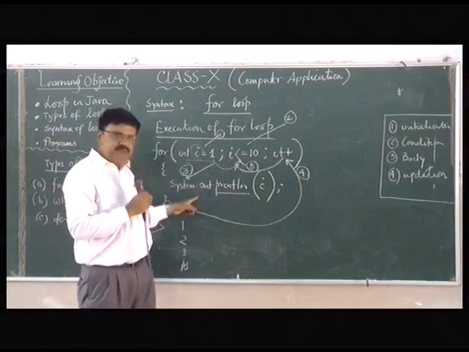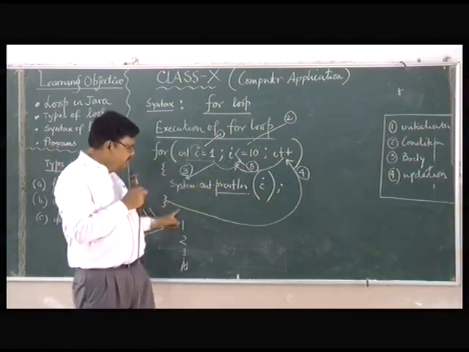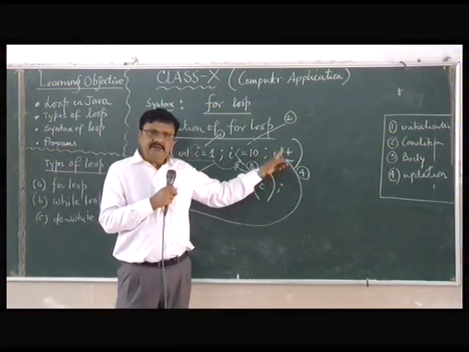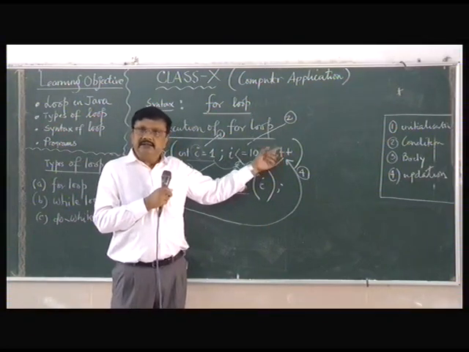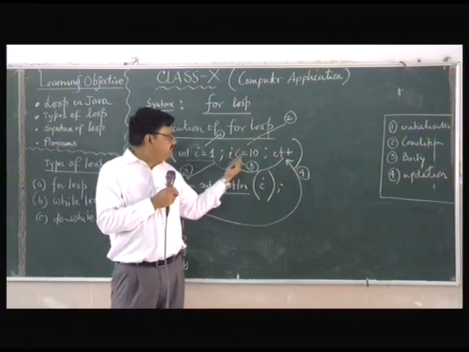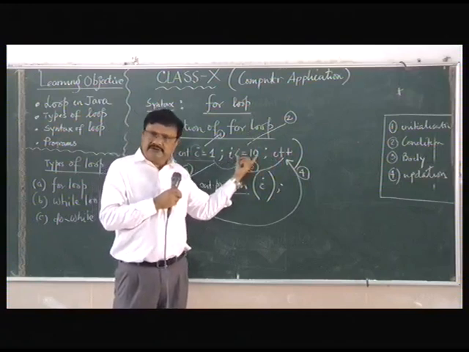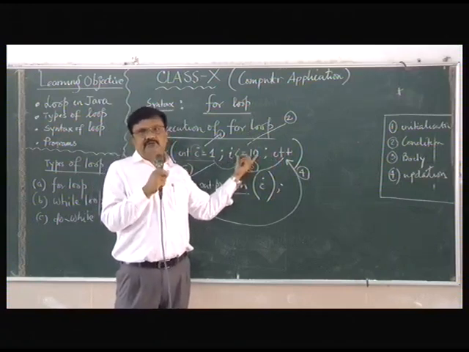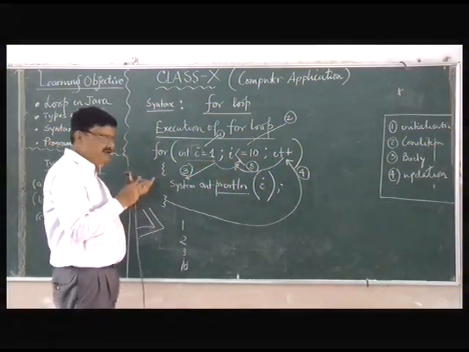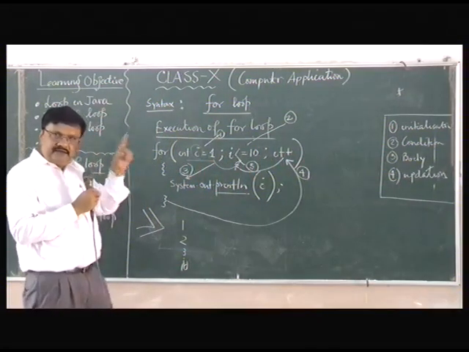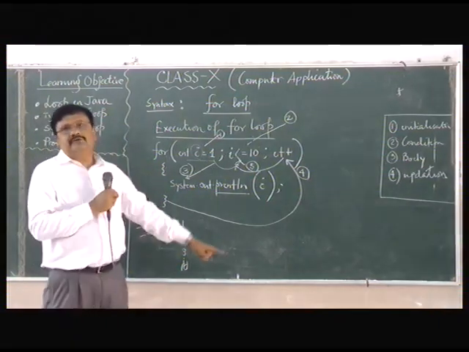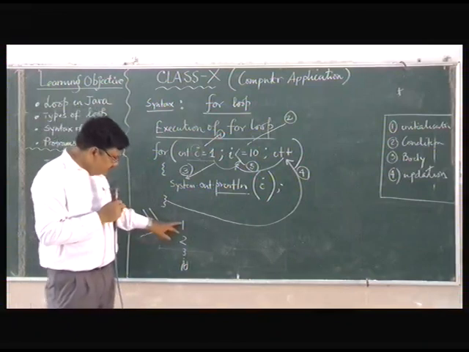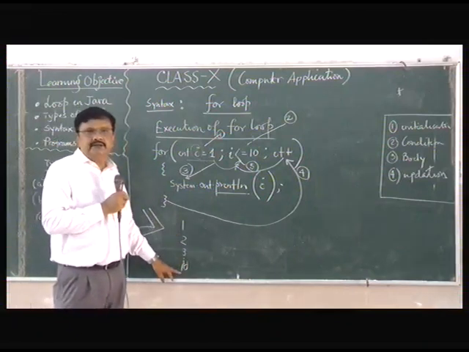Then after it prints 10, the value will go and do the increment. Please look here. It will do the increment. What will the value be? 11. Now, is 11 less than or equal to 10? So is it true or false? It becomes false. Once it becomes false, as I told you already, explained through that flow diagram, the control will come out of the loop and will print from 1 to 10 only.